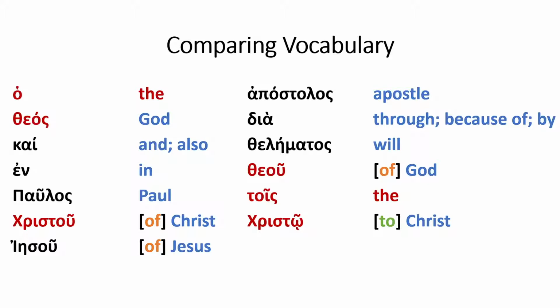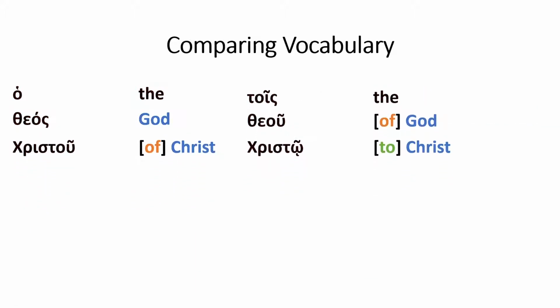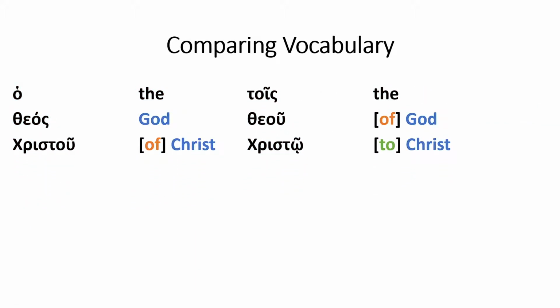Now we have a third pair of words, ha, which is generally translated the, or often translated as the, and tois, which is also often translated as the. So if we pair them up, we can see we've got 3 pairs of words that some of them look very similar, but ha and tois actually look quite different. But they're generally translated very similarly.